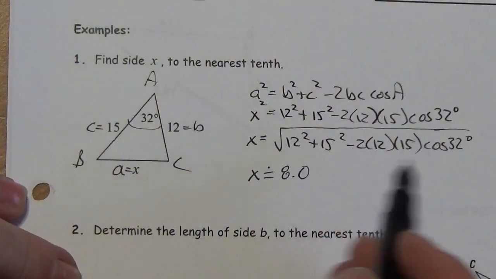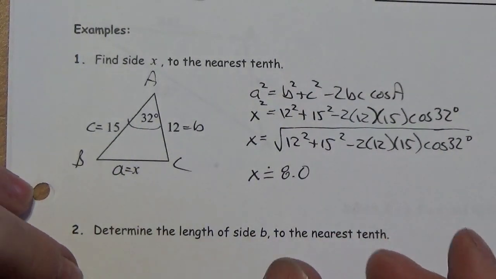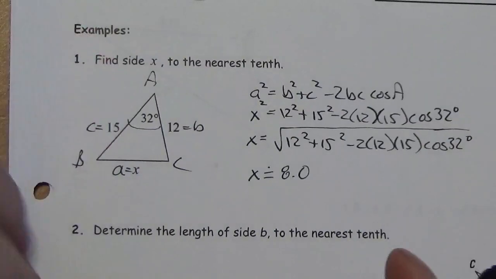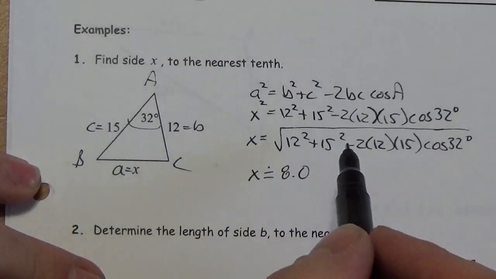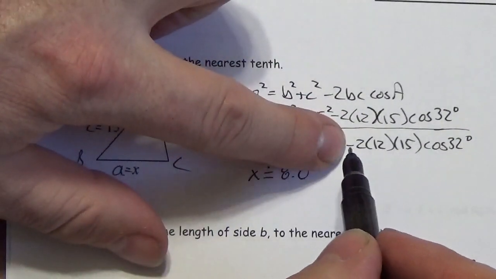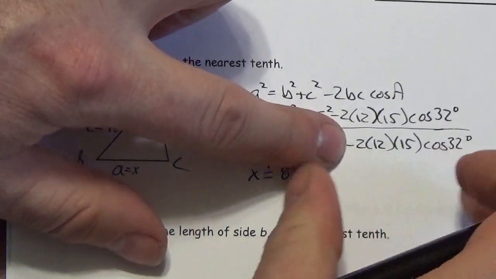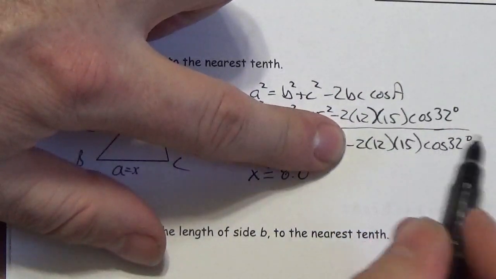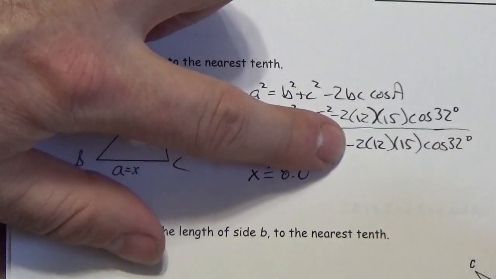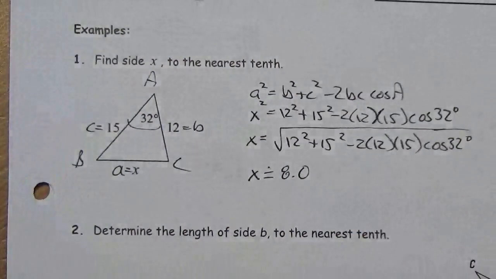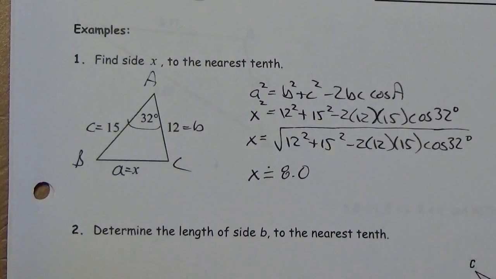If you choose to do this in steps because you feel that you've got more control over what's going on with the calculator when you do that, please make sure that you do this multiplication here, negative 2 times 12 times 15 times the cosine of 32, all together. Don't leave off the cosine of 32 and do it for another step here. Please put those together, unless you're really confident that you're doing it correctly. Please try to do this all in one step. It's quicker anyway. That's probably a better way to do that.